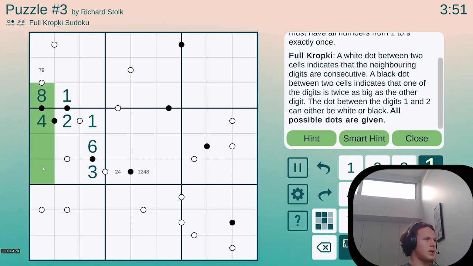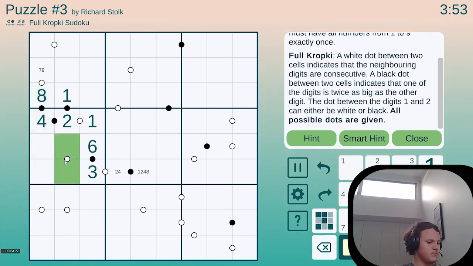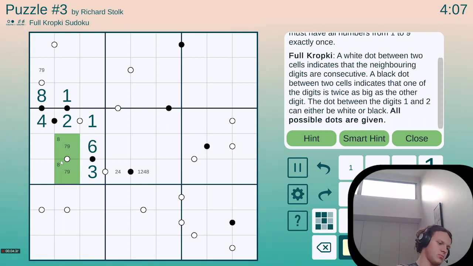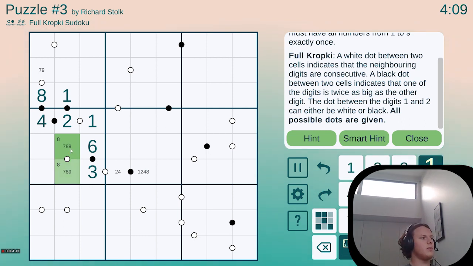Okay, interesting. The 8 in this box also has to go here. Okay, we know there's an 8 on this line. There also has to be either a 7 or a 9 on the line.